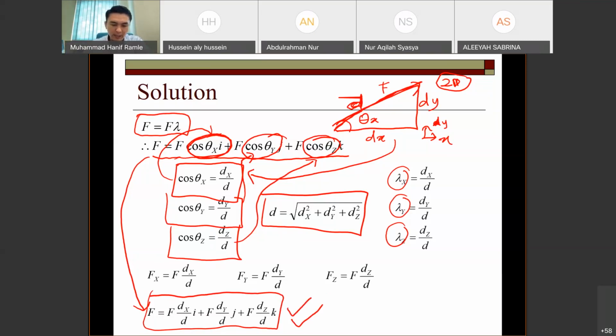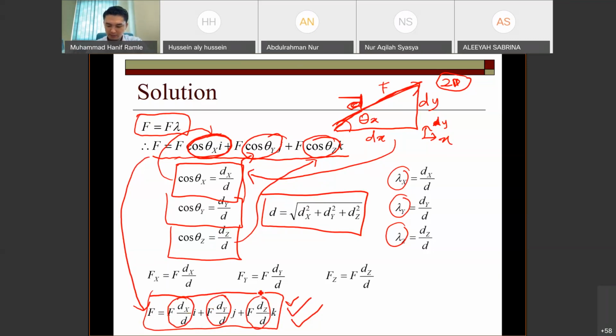The previous, the upper one is only for the explanation on how we get the equation, and the final equation here is useful for the analysis. You will use this equation for solving the problem. So you can find the x component using this one: dx over d times the force. dy over d times the force for the y component, and for the z component this one.